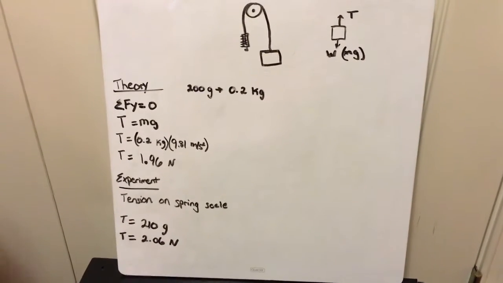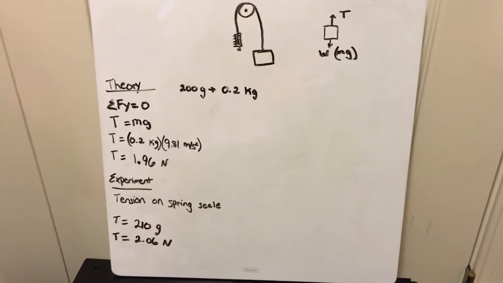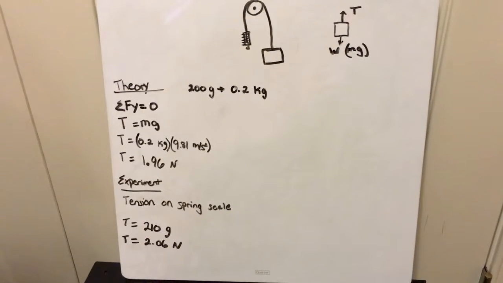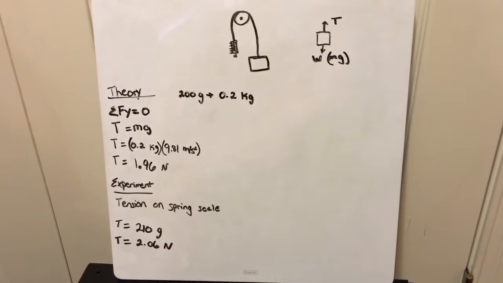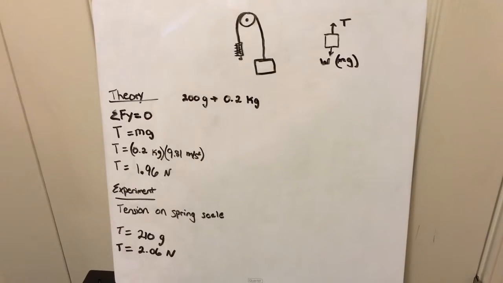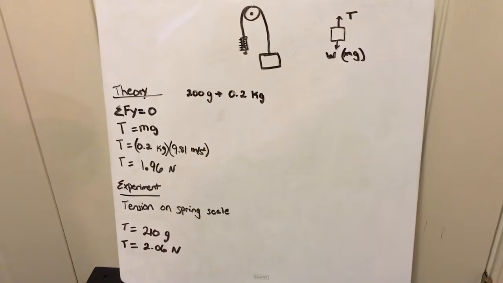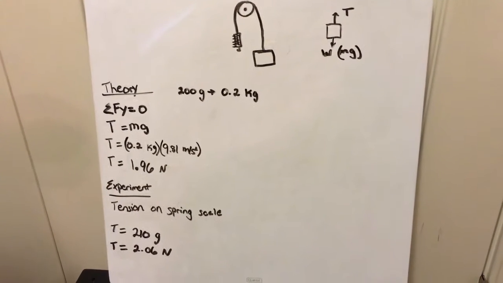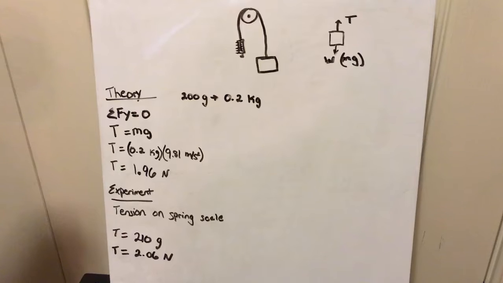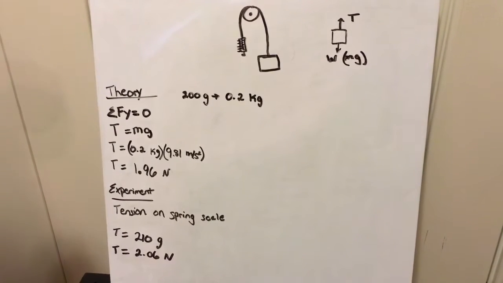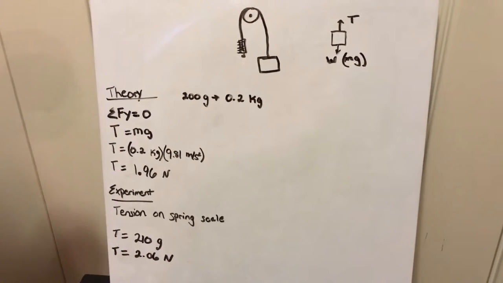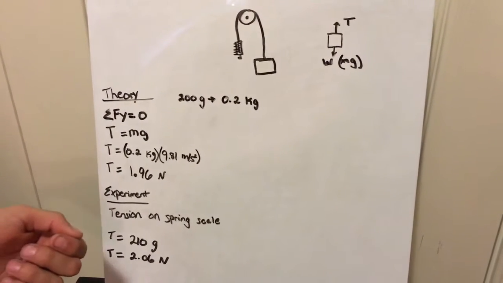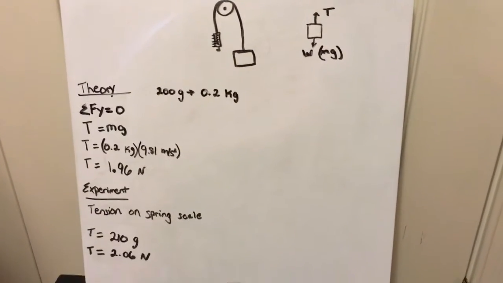When we did the experiment right before this, the tension read off our spring scale was 210 grams. When you convert the 210 grams over to newtons, you get 2.06 newtons, which is larger than what the theory is. And we can conclude that whenever you examine tension in a pulley in real life applications, you cannot neglect the mass of the cable and the friction that is also caused by the cable and the pulley together, and that is how come you get a larger 2.06 newtons of tension compared to 1.96 newtons.